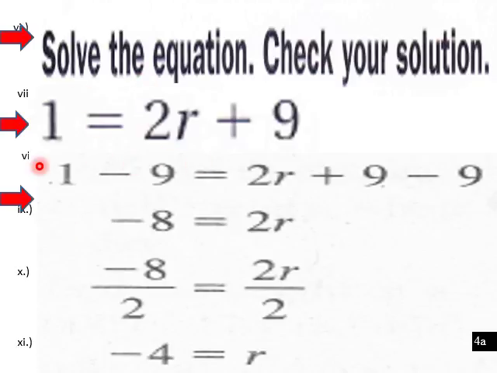So here we're going to subtract 8. We're going to subtract 9. We're going to cancel out this 9 right here. So negative 9 over here, then negative 9 here, then we come up with negative 8 equals 2r. Divide both sides by 2 here. This cancels, it isolates your r. And then negative 8 divided by 2 is negative 4. Yes?